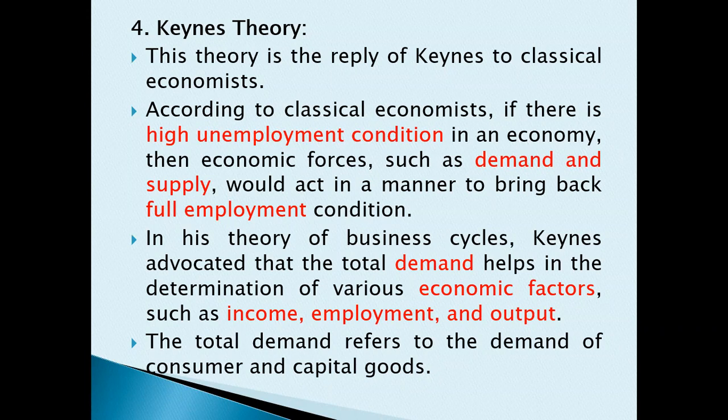So in this theory of business cycle, Keynes advocated that total demand determines various economic factors such as income, employment, and output. They will create the income of the people, the employment of the people, and the supply or output generated, whatever units you have produced, will create employment, and this employment also affects the business cycles. The total demand refers to the demand of consumer and capital goods. So demand क्या है? Total demand is the demand of consumer goods and the demand of capital goods. Capital goods means what? Equities, preferences, loans. These are called capital goods, along with your fixed assets. And your consumer goods means what? Your finished products. Getting this? So this is the opinion of Keynes theory.